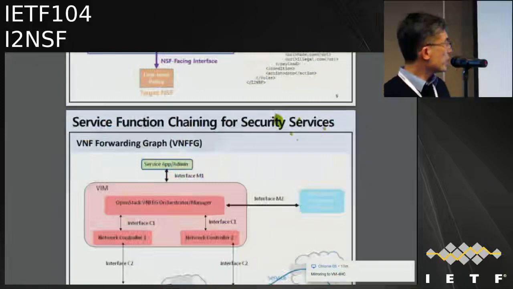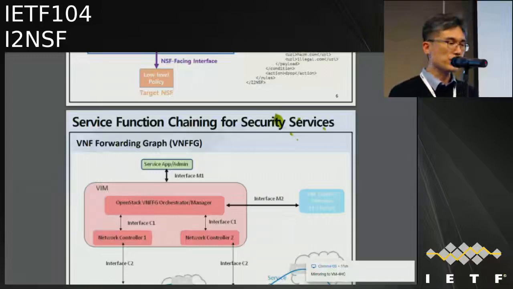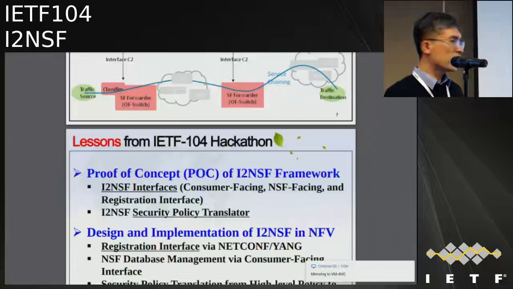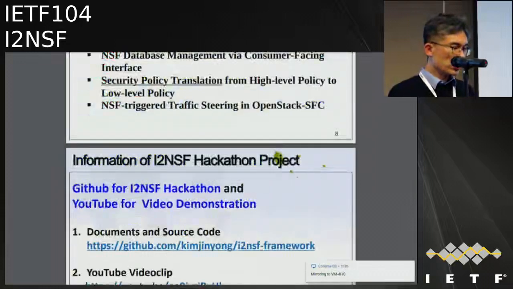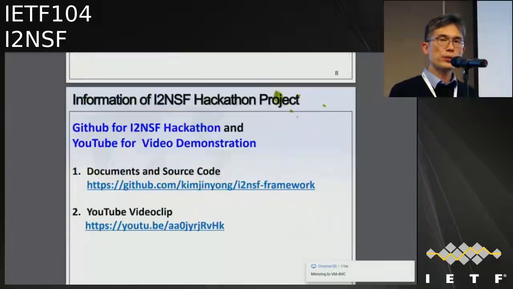Also, we can implement using OpenStack networking SFC for service function chaining. So we proved the proof of concept, and also we designed a translator. The hackathon project is an open source project, so it is available, especially the translator. Any vendor such as Huawei, Juniper, Cisco can easily take advantage of this project. Also, we included a video clip on how to configure and run our code. So that's it. Thank you.